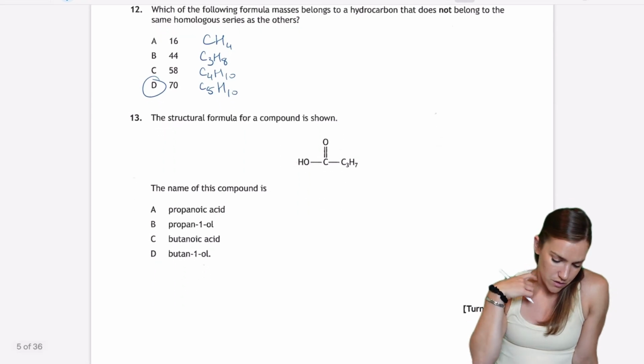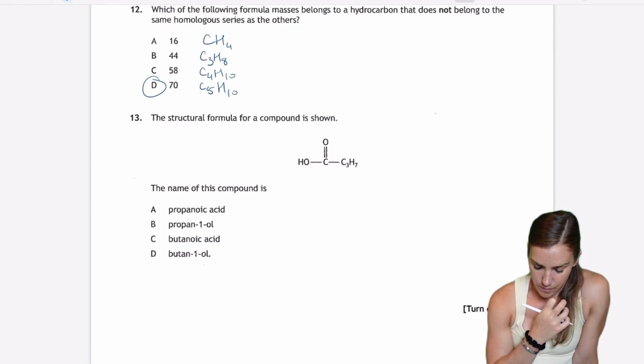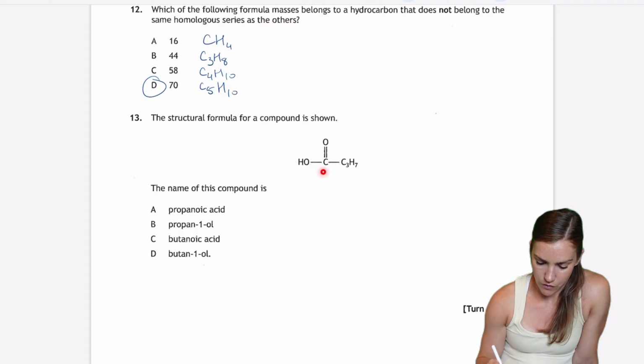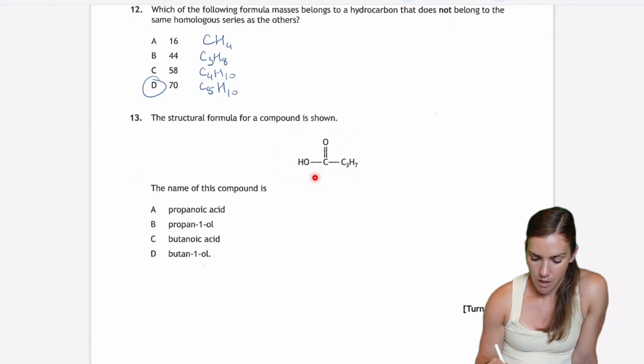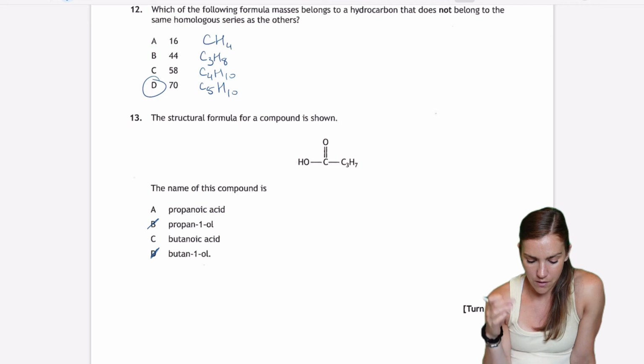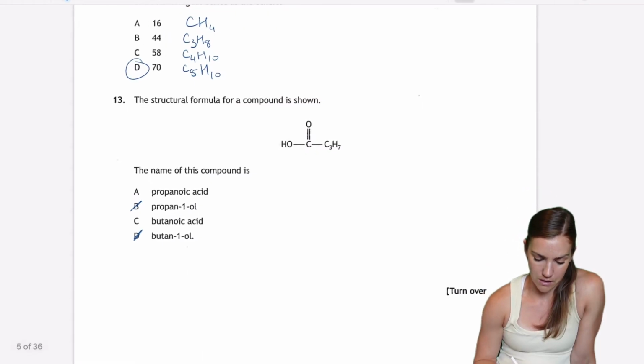So then question 13, naming this compound below. You should notice first of all that it's got a carboxyl group, that's COOH, which means it's got to be a carboxylic acid, so it's not an alcohol, so that rules out B and D. And then for working out if it's propanoic or butanoic, we just want to look at how many carbons are in it altogether. So there's 1 carbon here and 3 in the long chain, so that's a total of 4, which would make it butanoic acid.